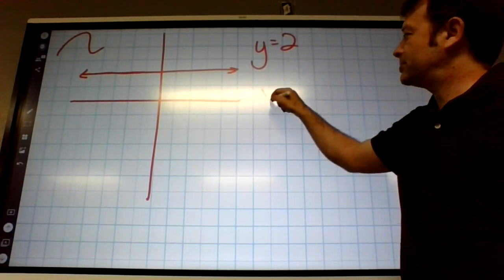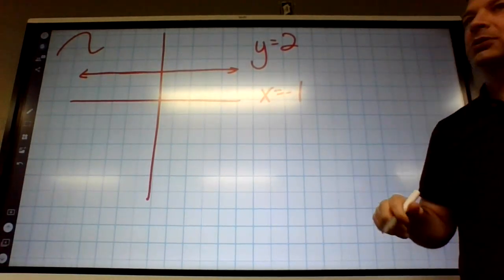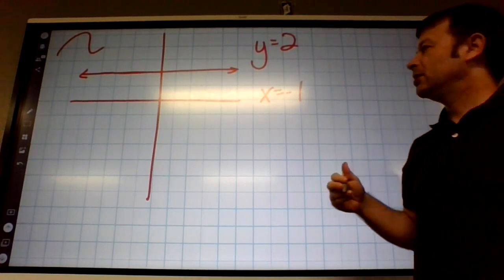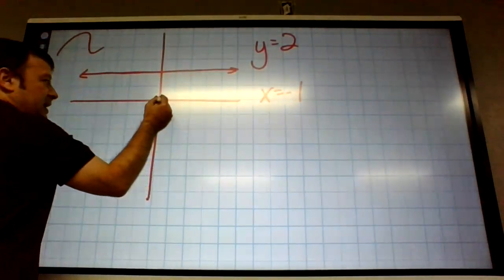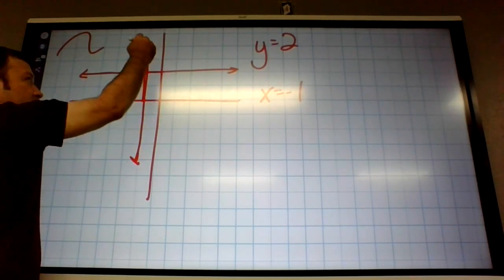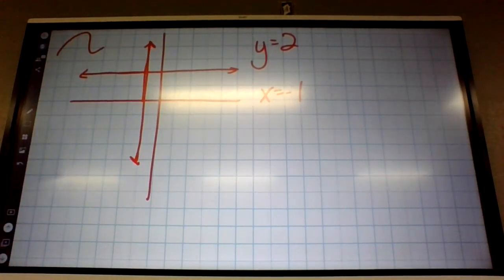So what does x equals negative 1 look like? Yeah, you go to negative 1 on the x-axis and draw a vertical line through it. So hopefully we know those. We're kind of talking about weird function graphs today. Some of them you know, some of them you don't.